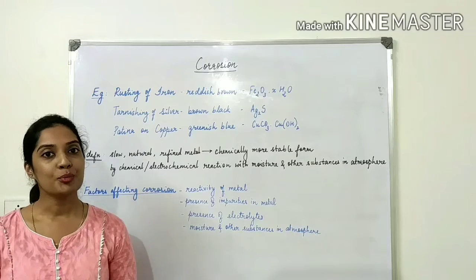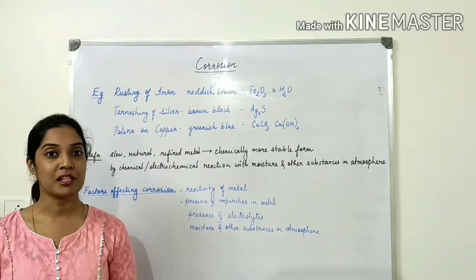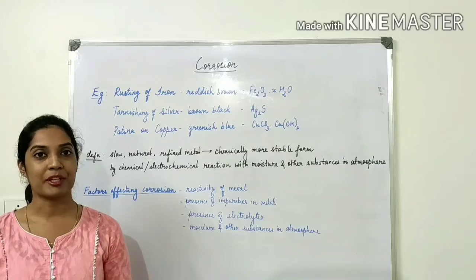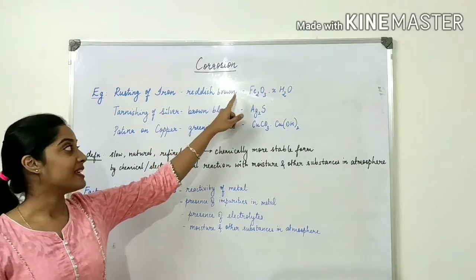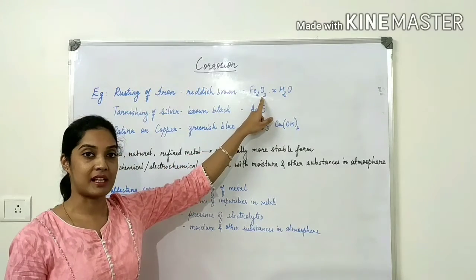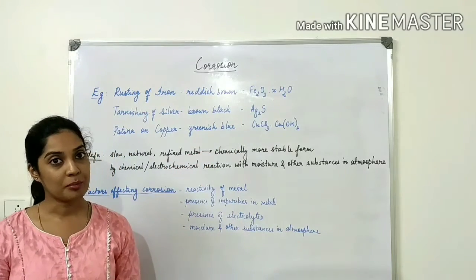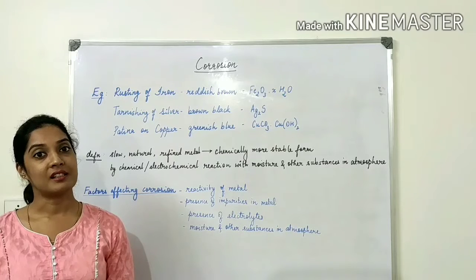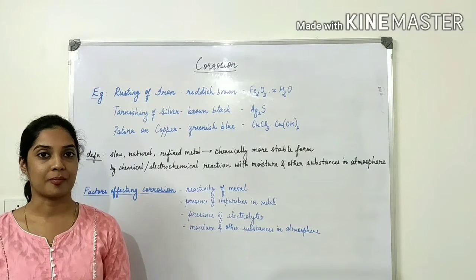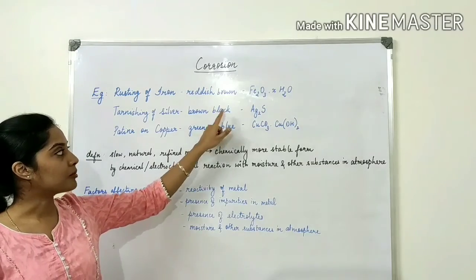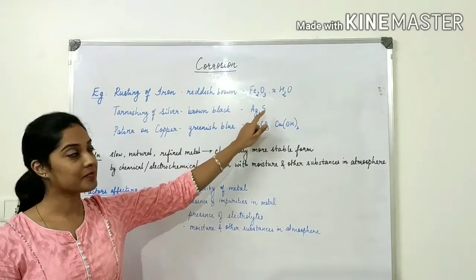You must have observed the iron gate outside your house rust over a period of time. This reddish brown powder that is formed is hydrated ferric oxide. You must have also observed the silver articles in your house turn black on exposure to the atmosphere. The black compound formed is silver sulfide.